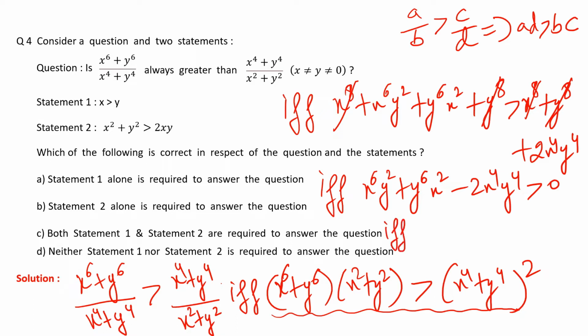And this is going to be true if and only if, let's take x square y square common, and inside the bracket we get x to the power 4 plus y to the power 4 minus 2x square y square, which can further be written as x square minus y square whole square greater than 0. Now students, let us check whether this last statement is true or not.